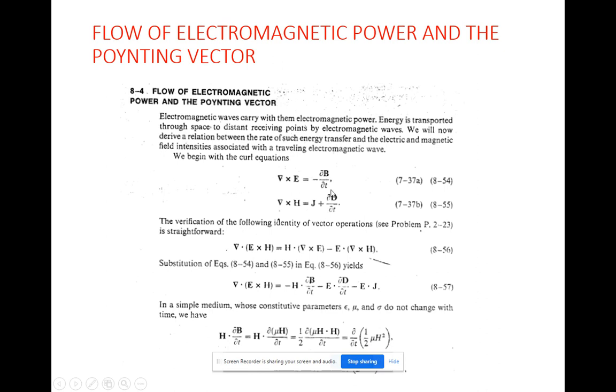Already you know this formula: del cross E equal to minus dou B by dou t. Similarly, del cross H equal to J plus dou D by dou t. Okay, once again.